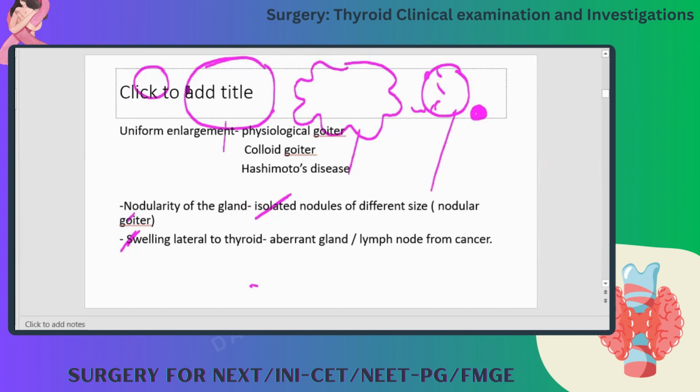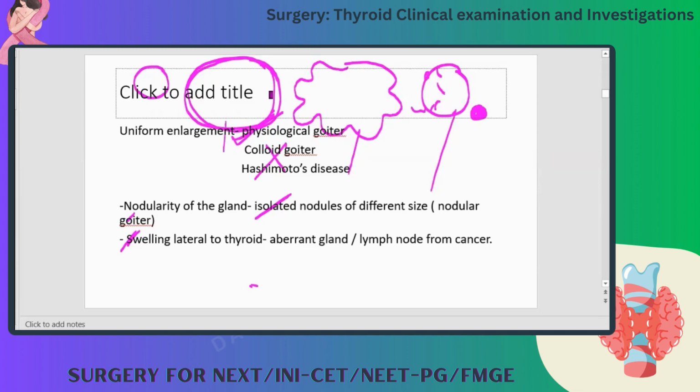Uniformly enlarged means the patient has physiological goiter. Remember only one thing: physiological goiter is seen in puberty. Why puberty? Because to meet the demands of the growing body, the gland enlarges. So in physiological goiter there is uniform enlargement. In nodularity, there are multiple nodules of different sizes. Suppose this is the gland; there are multiple nodules because TSH is stimulating it.